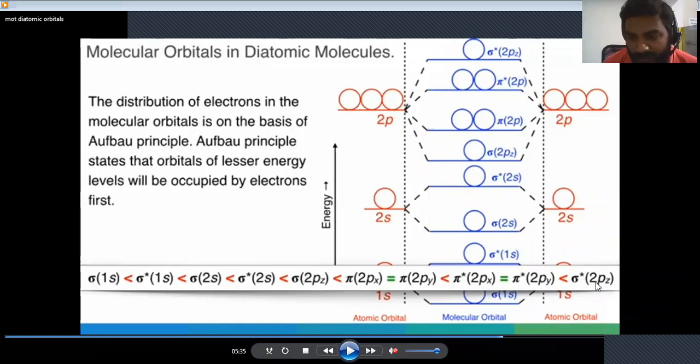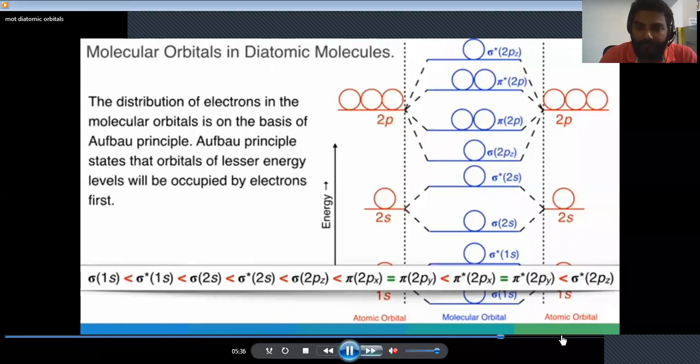Aufbau principle, how to say Aufbau? What is the principle of Aufbau? Electrons are filled first in lower energy, then higher energy. That is the important thing, right? This is the filling of the electron.